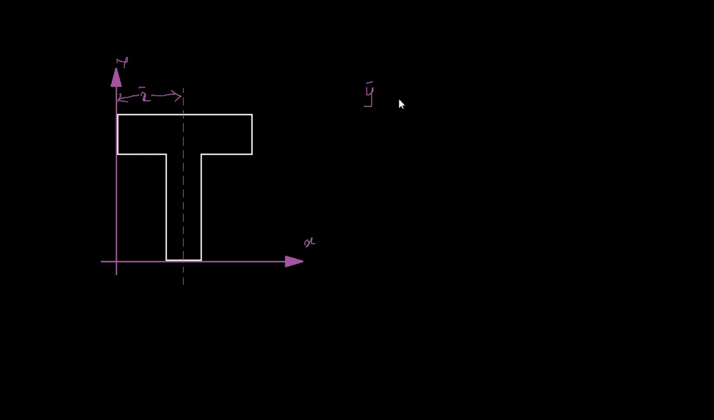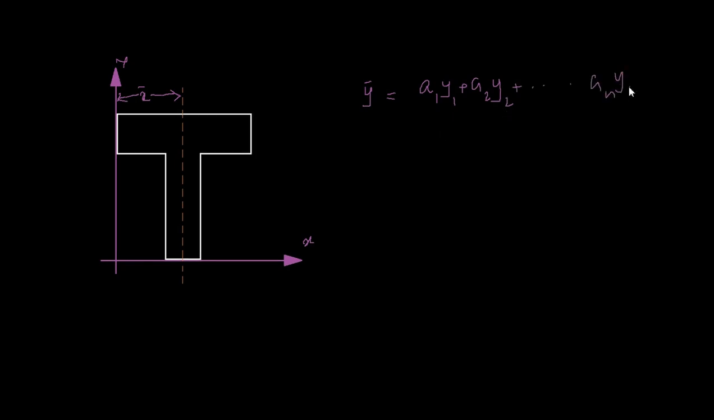Once you get your y bar, you can fix the point of the center of gravity. If you have multiple shapes in an area, you can find y bar using this equation: y bar equals a1 y1 plus a2 y2 plus and so on up to an yn, over a1 plus a2 plus and so on. You can use the same equation here, but you may be confused where you have different areas.